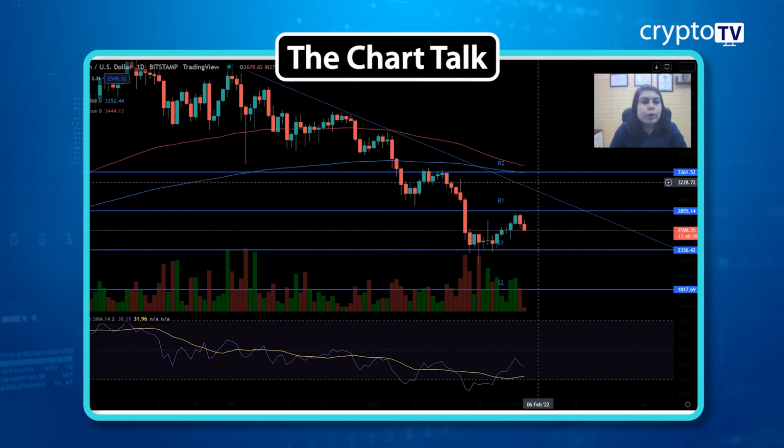They are just converging. These two lines are coming together, and we might see a crossover. And again, if that happens, we can see some more price action in the chart of Ethereum.